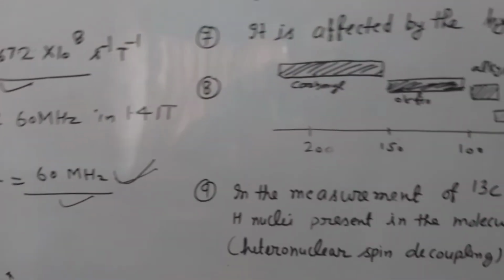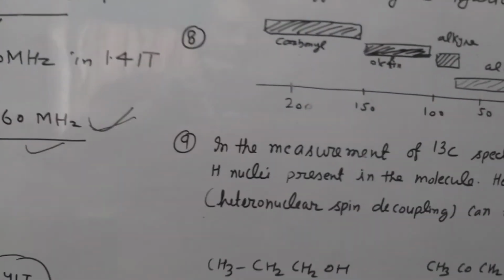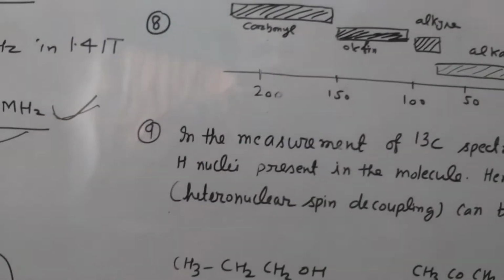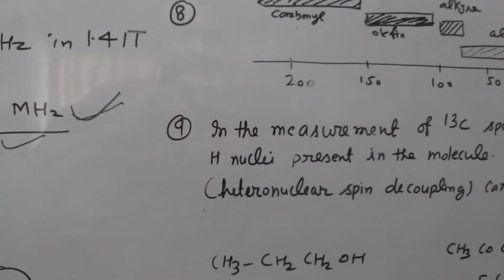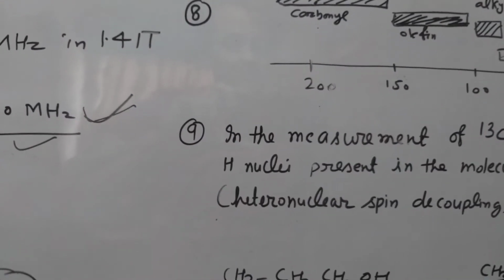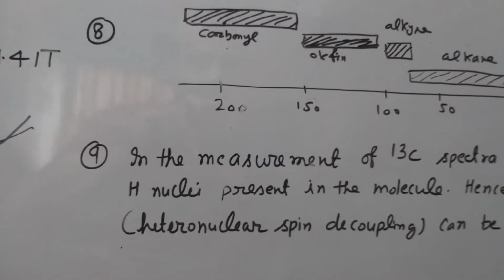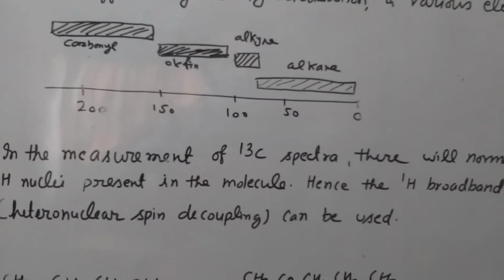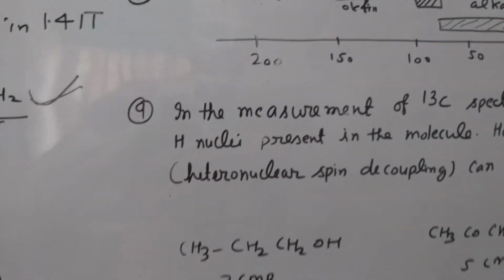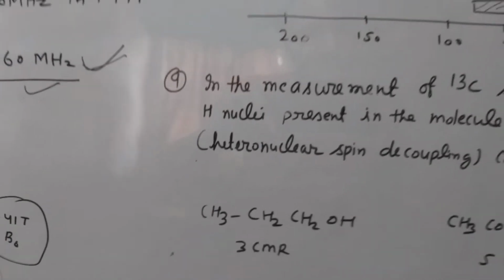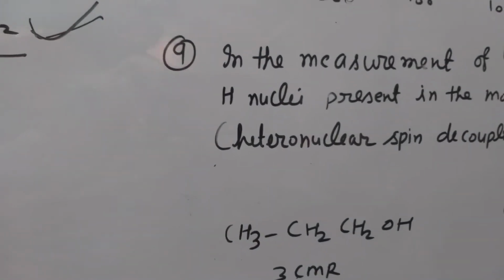Now during the measurement of carbon 13 CMR spectra, normally a large number of hydrogen nuclei are also present, and they remain attached to the carbon atom, and a problem often encountered is that a coupling between the carbon 13 and hydrogen will take place.